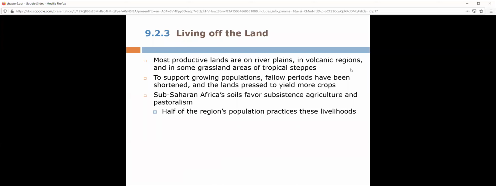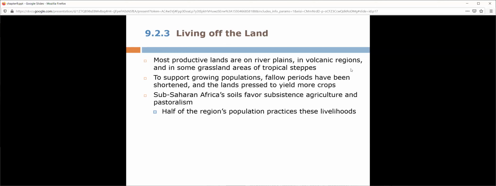The fallow period being, I believe, nothing's growing. The soil is able to soak up nutrients. The soil is able to kind of stretch out a bit, set itself up for the next growing season. Since there's a very fast growing population, you need a lot of land to be worked.